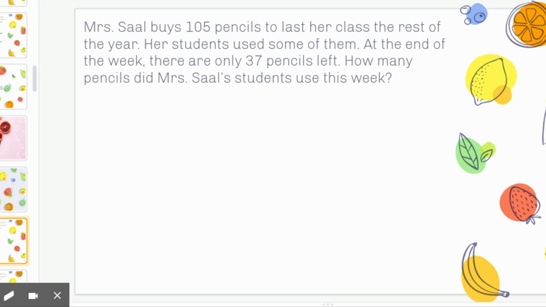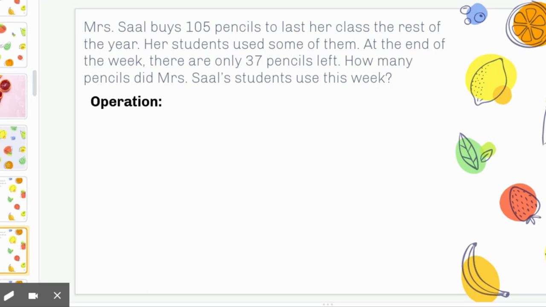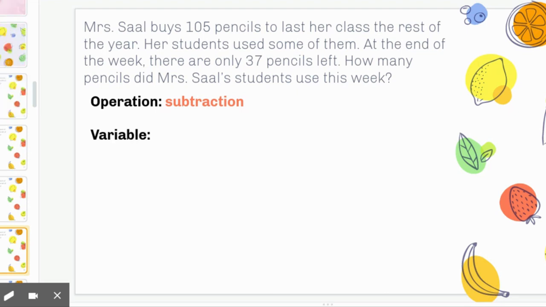And you probably know immediately how to find the answer, but we're again focusing on writing the equation with a variable that would represent the situation. So let's start by deciding what the operation would be. Because this is a problem where we start with some and we end up with fewer, then we know this is a subtraction problem. Because we start with 105 and we only have 37 left, that means that some pencils were taken away.